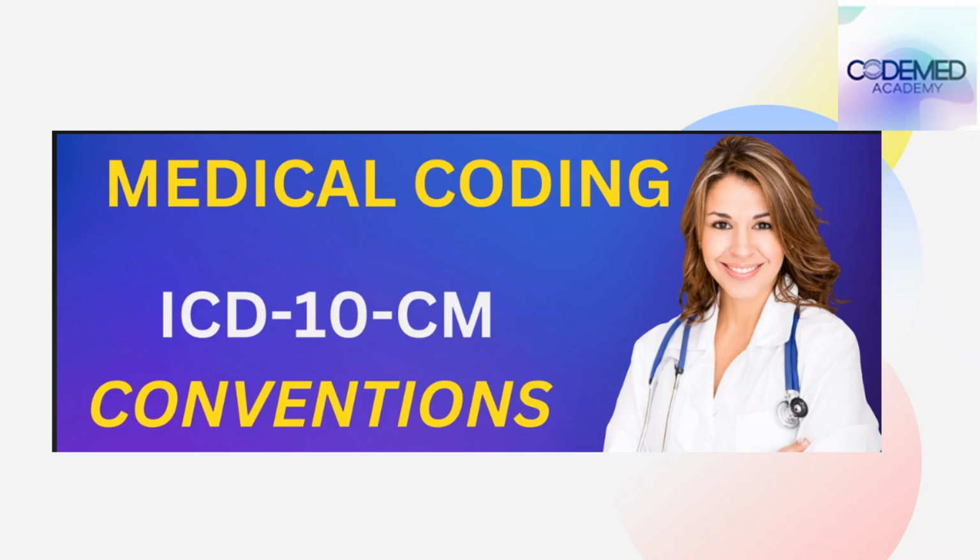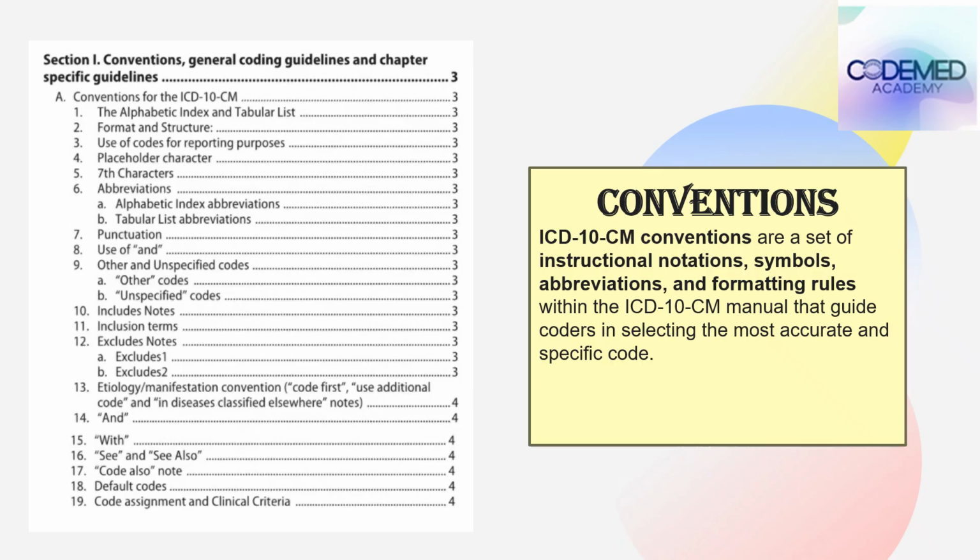So part 2 of the medical coding, in which we are going to learn about the ICD-10-CM conventions. The conventions are the set of instructional notation, symbol, abbreviation and formatting rules within the ICD-10 manual that guide coders in selecting the most accurate code. And as a coder, we must understand what this notation is and what these symbols are for.